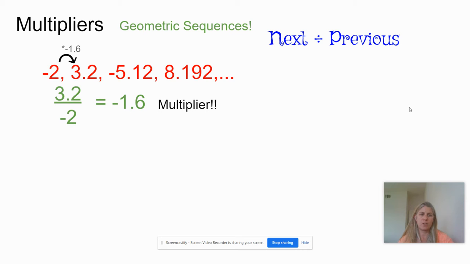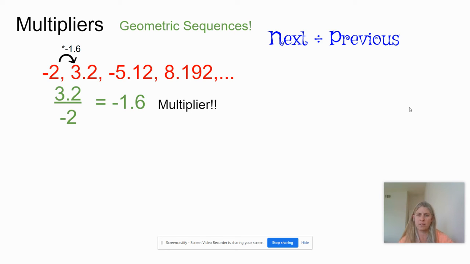So we know that -2 times -1.6 is +3.2. We know +3.2 times -1.6 is -5.12. Once again, you're doing this on your calculator. And we know -5.12 times -1.6 is +8.192. So once we verified that, then we're ready to go ahead and make our explicit equation.